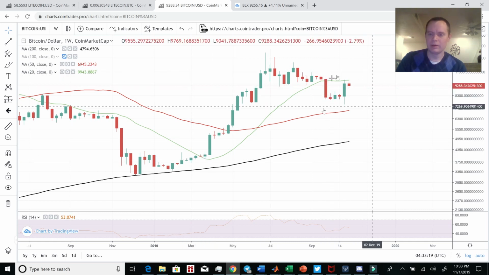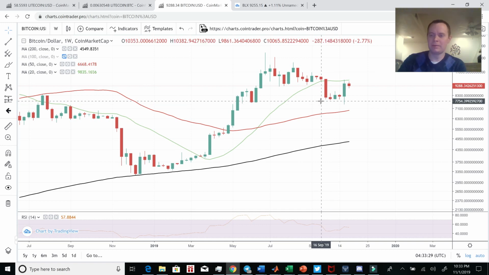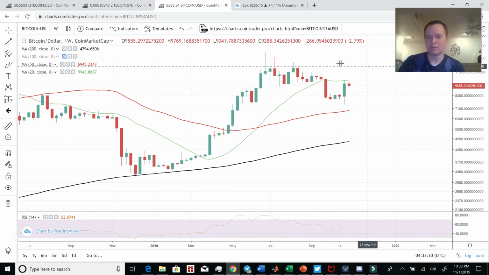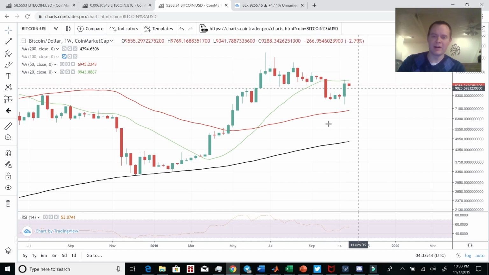So until Bitcoin can hold the 20-week, I don't really consider us to be in a strong bear market, because historically that's what's had to have happened for Bitcoin to be in that bull market. Once Bitcoin holds the 20-week moving average, I think that from there it can build back towards its all-time high of around $20,000, and then that's when I think Litecoin will take off.